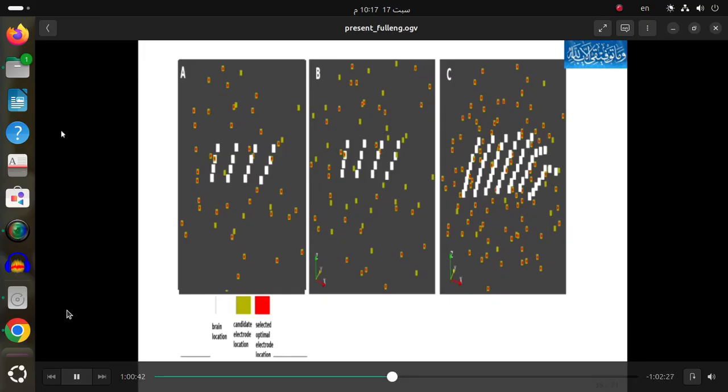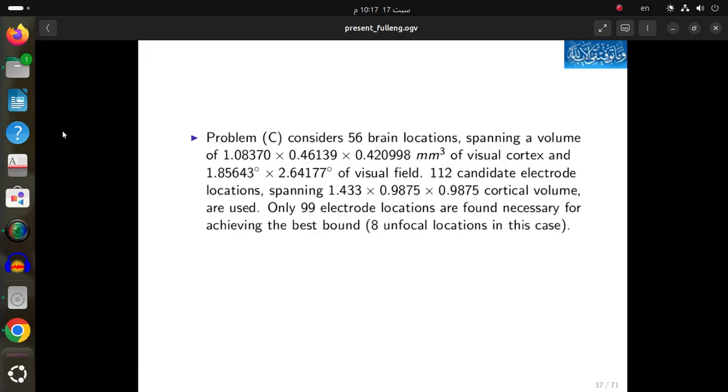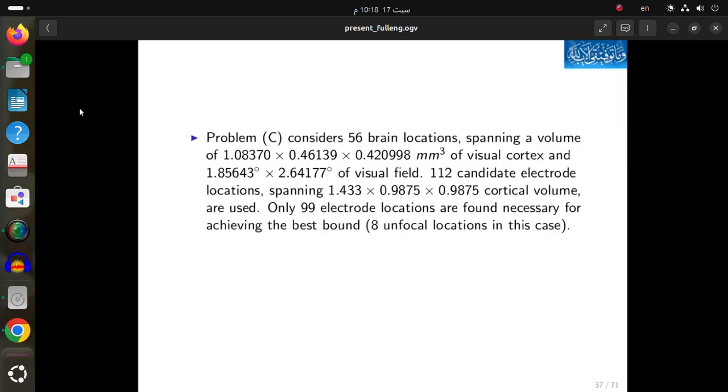In the third example, the number of locations we want to control is larger. We have 56 brain locations, and the candidate electrode locations are 112. We want to find the minimal number of these 112 candidate electrode locations that can achieve the desired bound, which is the best performance that can be achieved if all candidate electrode locations are used. We found that in this problem only 99 electrodes can be used to achieve the bound, which in this case means the best we can achieve is only 8 unfocal locations. Only 8 of the locations are unfocal. They cannot satisfy the desired bound.